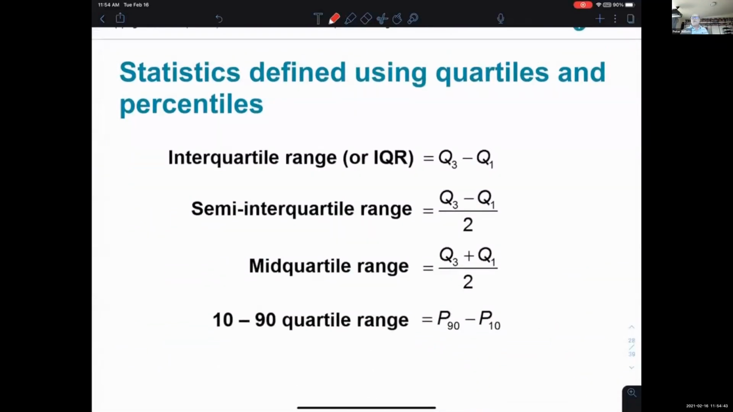So now they're going to throw some more vocabulary words at you. Inter-quartile range. This one will show up because that's also going to be used to define outliers. So that's why this will show up, the IQR. But it's basically the range of values that holds the middle 50%, between Q1 and Q3.